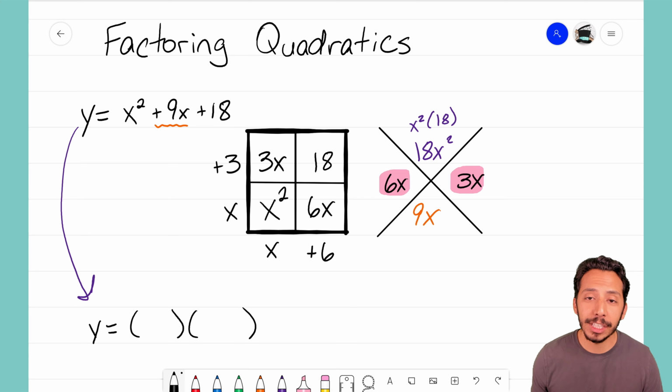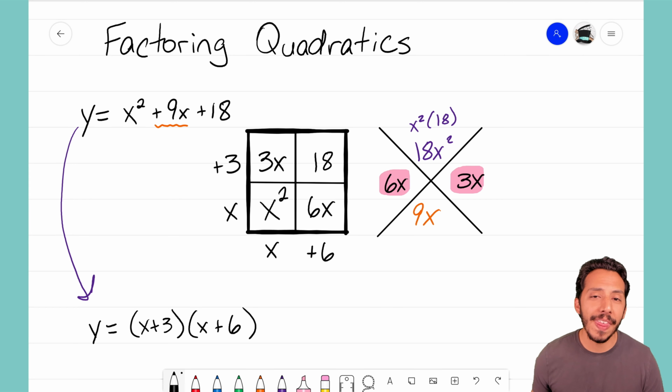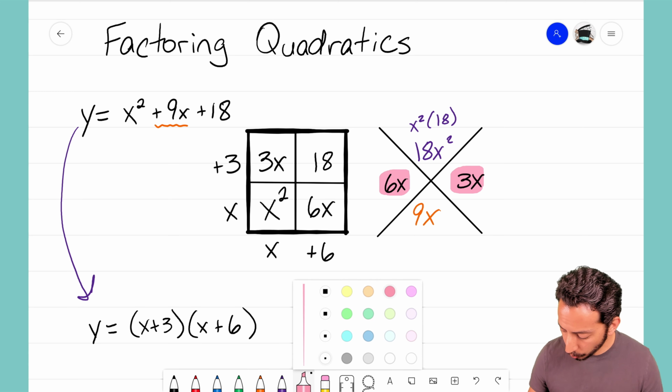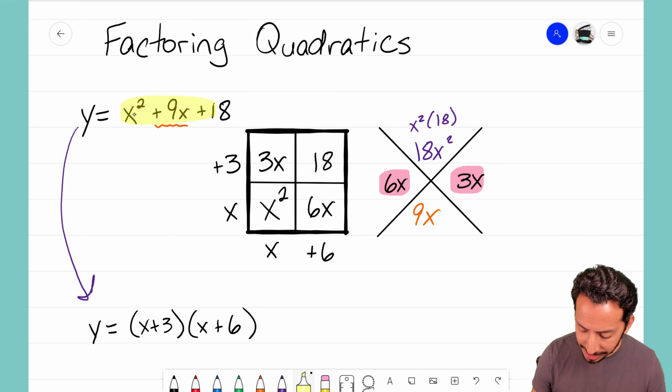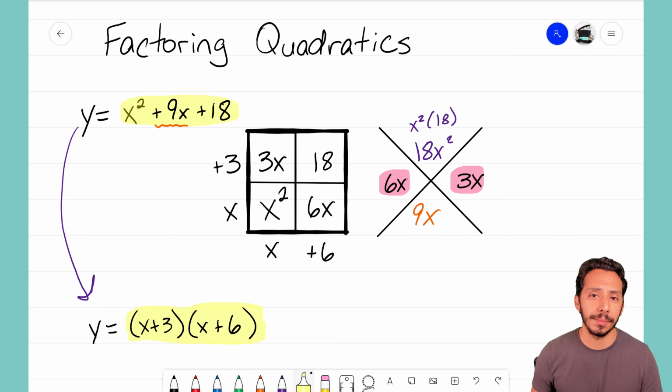All I have to do now is write out those sides in product form, x plus 3 times x plus 6, and that right there is our factored form. We started off with our quadratic equation written as a sum. By using the box and diamond method, we were able to factor that quadratic equation into the product, or factored form. That's how we do it. And this method is going to help you every time you come across a quadratic equation that you want to factor. Just follow these steps and you'll be good to go.